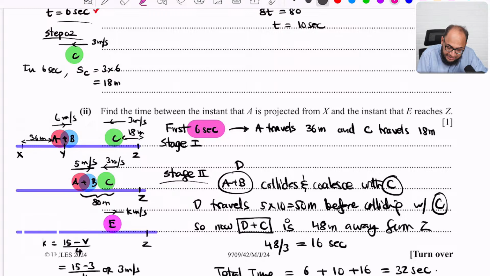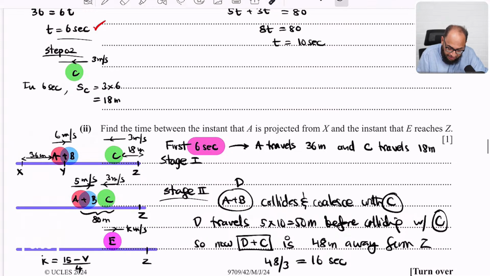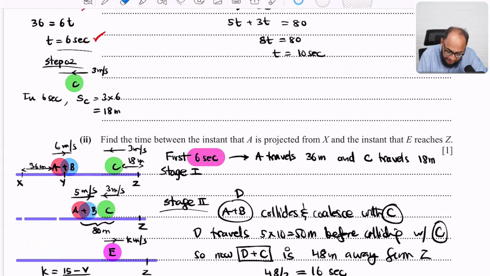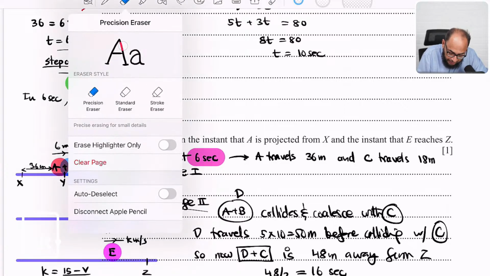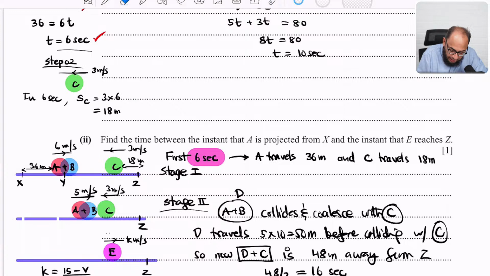Now, what is happening in stage 2? In stage 2, A and B collide and coalesce with C, and it took 10 seconds. That means out of these 80 meters, it was 80 meters like this before the coalescence. So let me just remove this 80 from here with the stroke eraser. Okay, so now over here, this thing was 80 meters.